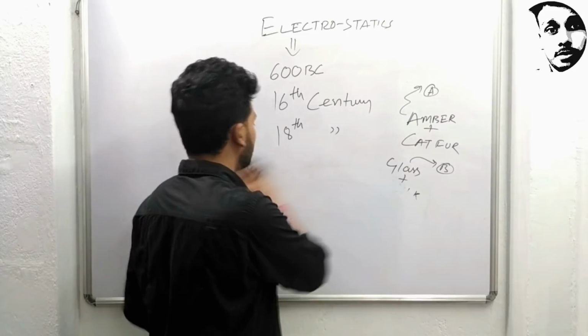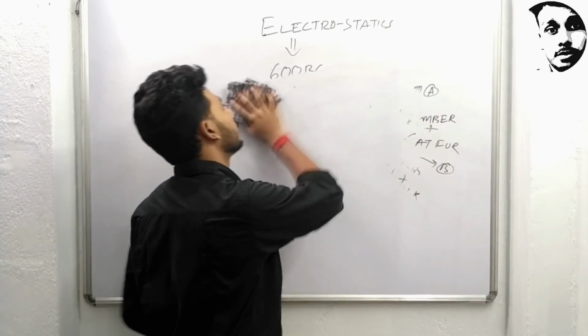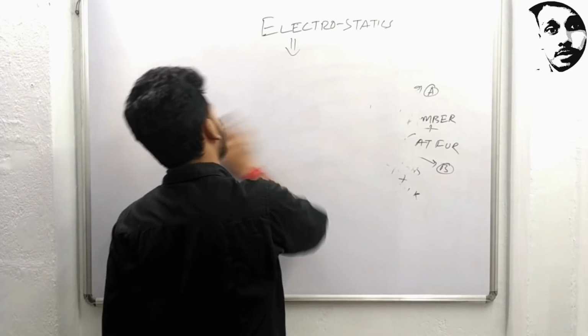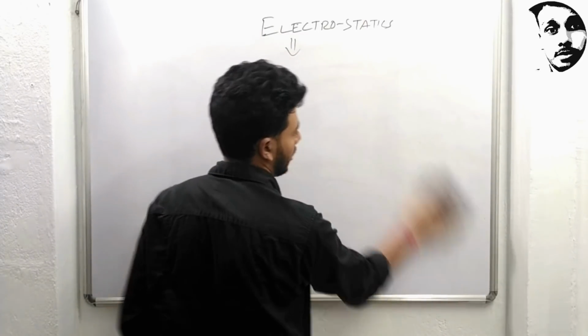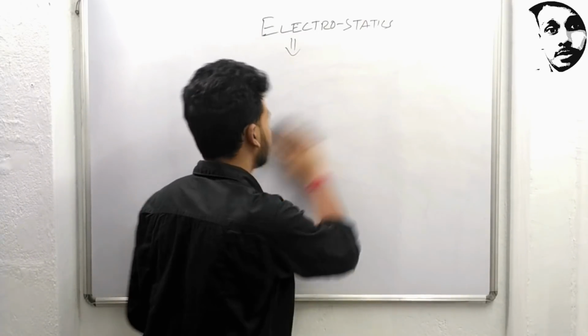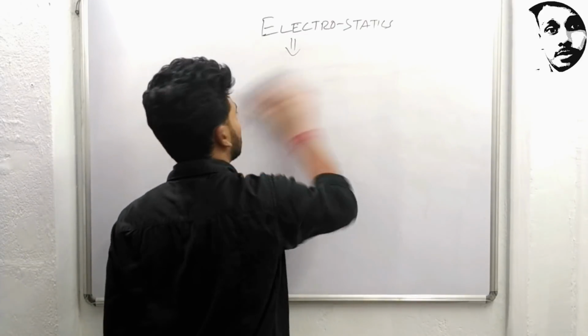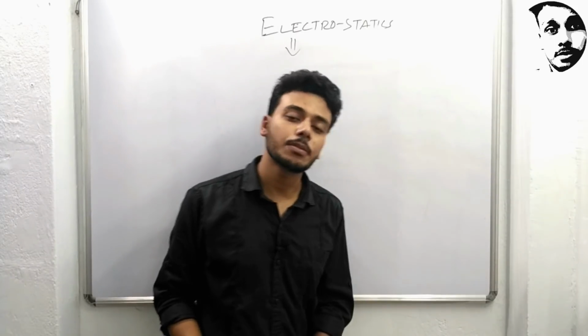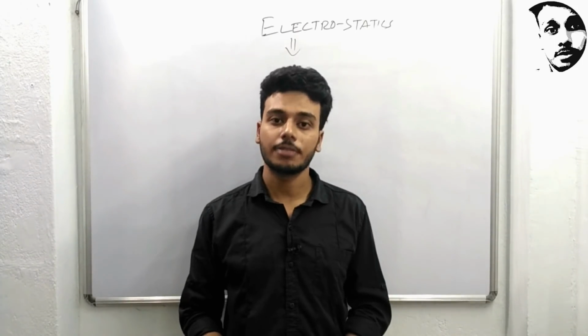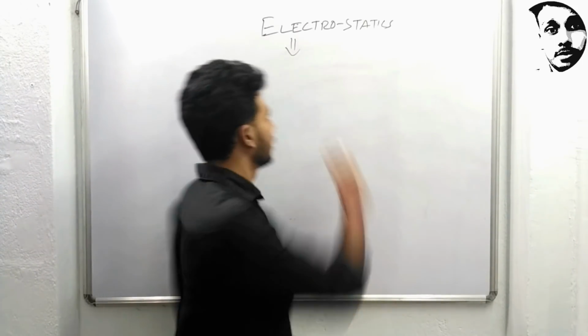I think you have already heard about the man. The man is so great. He has lots of inventions. One of the biggest inventions is actually the lightning rod. The name of that great person is Benjamin Franklin.